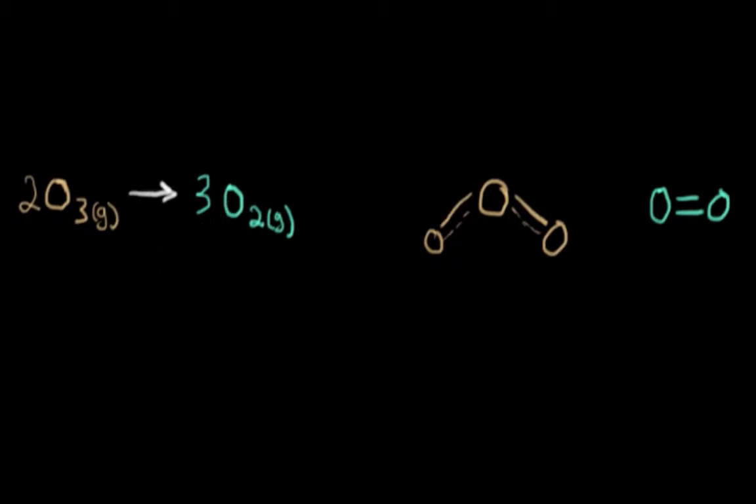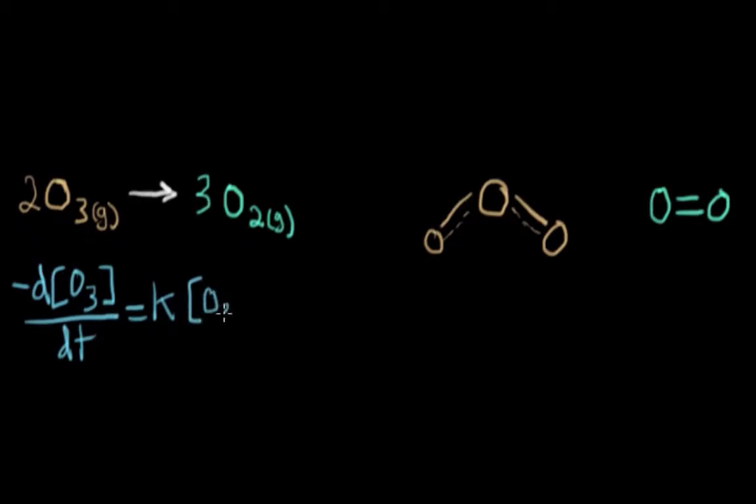Now this might seem like a simple bimolecular reaction with a rate law that would say negative d concentration of ozone divided by dt equals reaction constant K times the concentration of ozone squared. And that's because we might think that there are two ozone molecules just hitting each other and forming this.